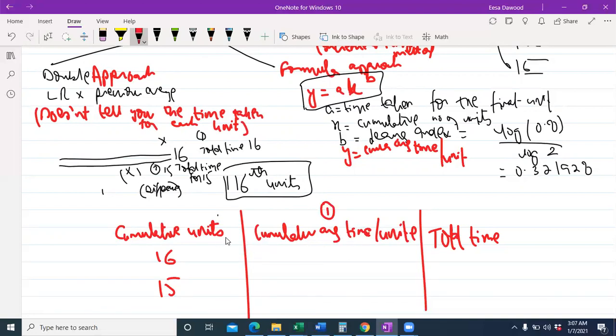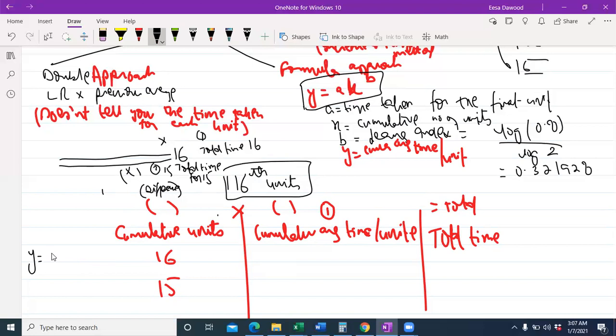Then I will multiply the average time per unit with the cumulative number of units. Then I will be able to calculate the total time, right? So in order to get the time taken for the 16th unit, I will be applying the formula first. It will be y equals 8.